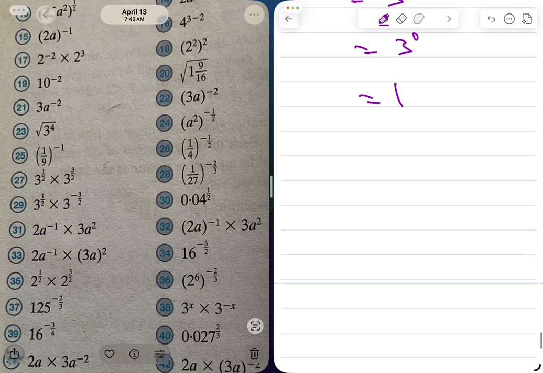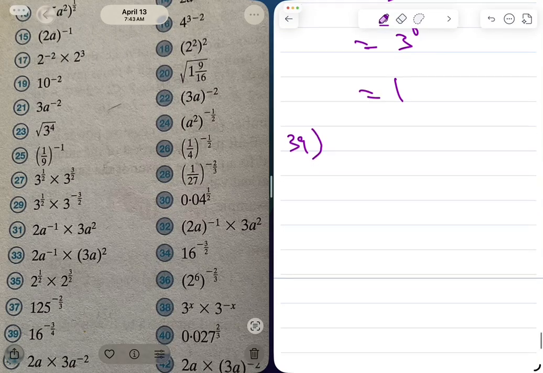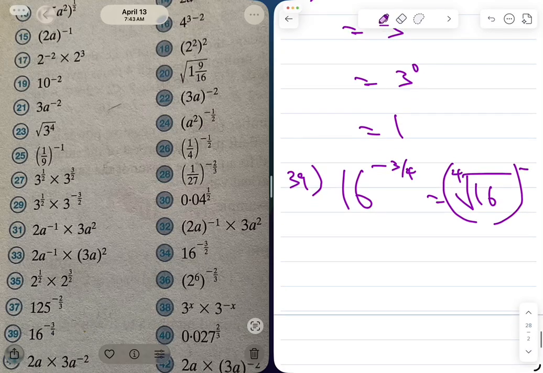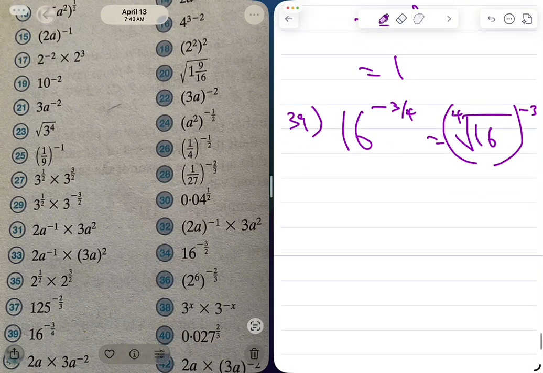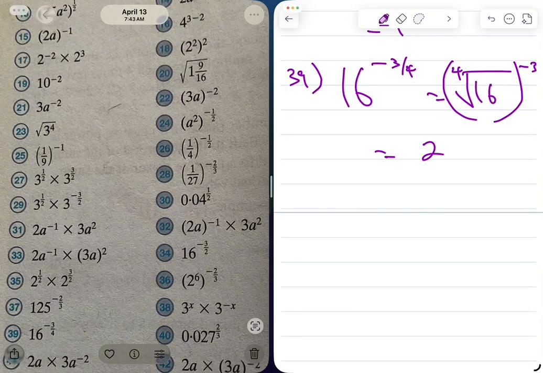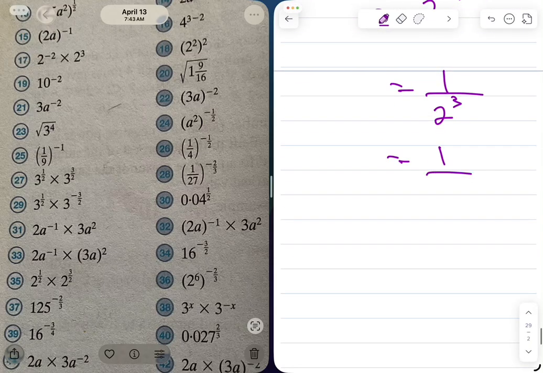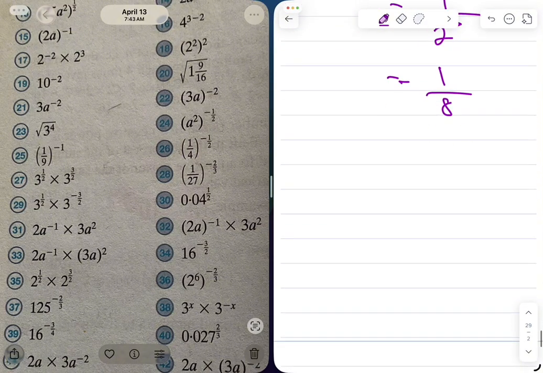Now to the next, number 39. That's 16 raised to the power minus 3 over 4. That's the same as the fourth root of 16 raised to the power minus 3. The fourth root of 16 is 2, and that means 2 raised to the power minus 3, which is 1 over 2 raised to the power 3, and that's 1 over 8. The next one is number 40.